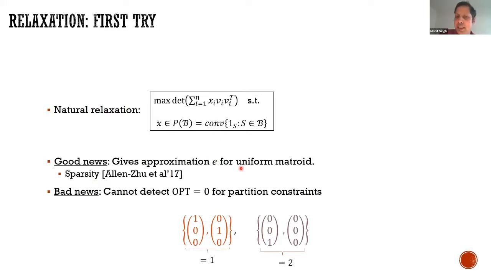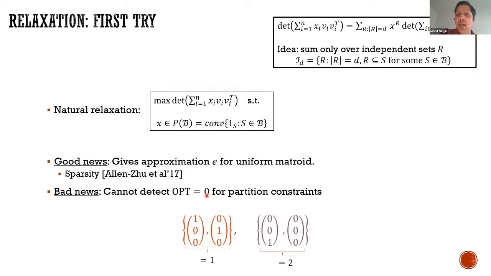Even for very special partition matroids, it cannot detect whether the answer is 0 or non-zero. Actually, that's a nice puzzle where detecting whether the answer is 0 or non-zero, you can actually do that in polynomial time using matroid intersection. Okay, so now the challenge is how do I get a better relaxation?